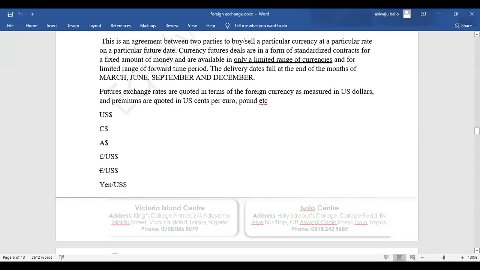Step number 1 is that you are going to determine the target outcome. What is the company planning to achieve? That is the target outcome. Step number 2, you are going to determine whether to buy or sell futures at the commencement of your hedging. Step number 3, you are going to calculate the number of contracts needed. To calculate number of contracts needed, you are going to take the foreign exposure value divided by the contract size.